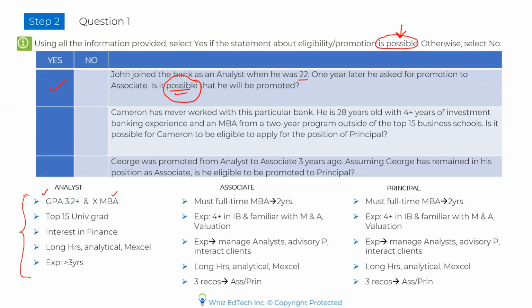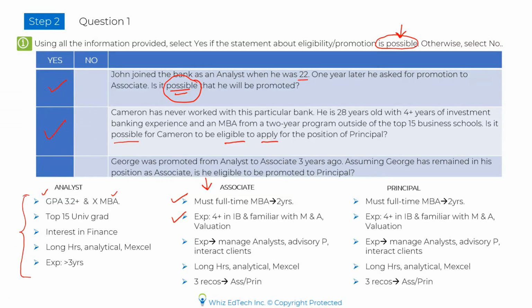Cameron has never worked with this particular bank. He's 28 years old with 4+ years of investment banking experience and an MBA from a 2-year program. So Cameron is probably in this category. Is it possible for Cameron to be eligible to apply? He has this done, and he has this done. So there are some minimum criteria that he has fulfilled. We're not saying whether he is eligible, just whether it is possible for him to be eligible to apply. Look at the question. Yes. So yes for both.